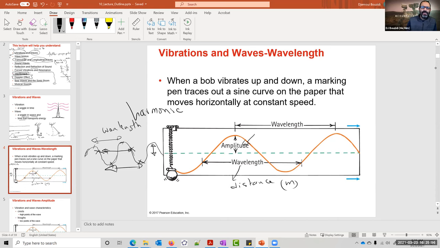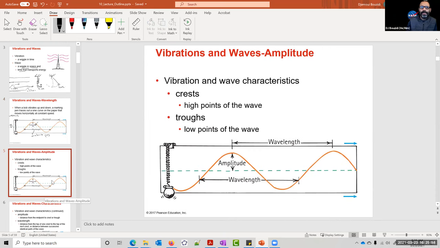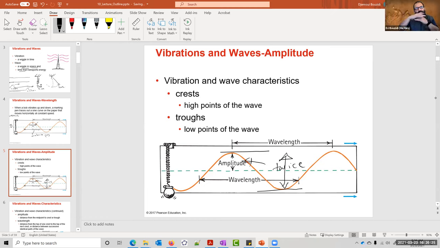In addition to that, there is the temporal behavior in time. So the crest and the trough are the ones that I was describing earlier, okay? Those are the high points and the low points. The amplitude is halfway, okay? The distance between a crest and a trough is twice the amplitude. This is twice this number, the amplitude. The amplitude is just from the equilibrium up to a maximum. That is what your amplitude is.